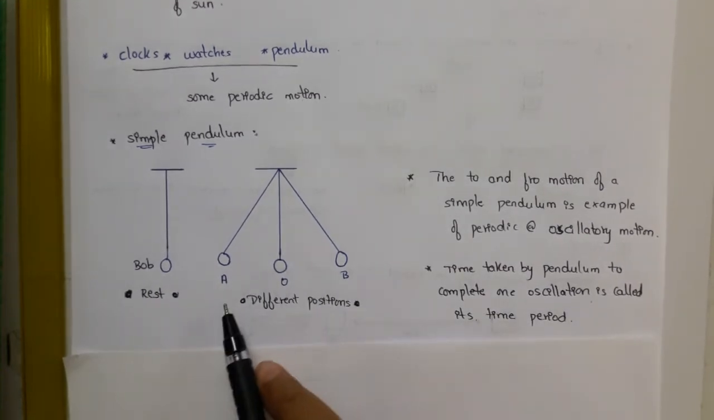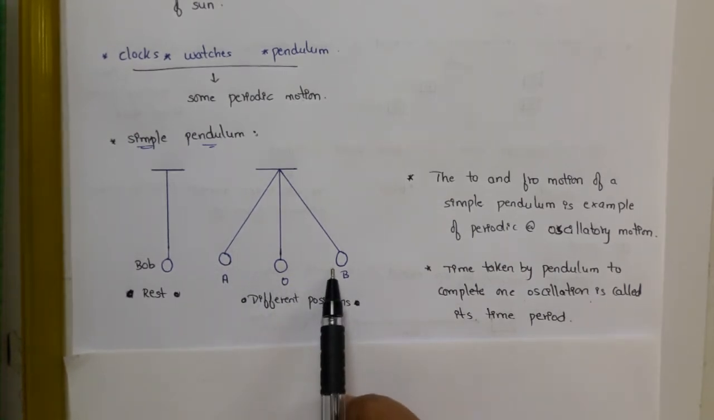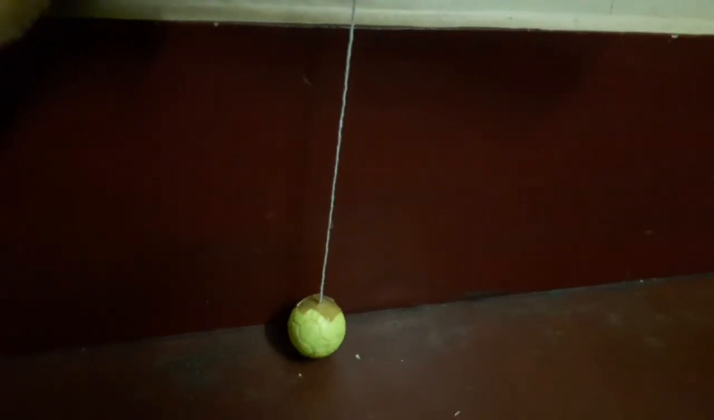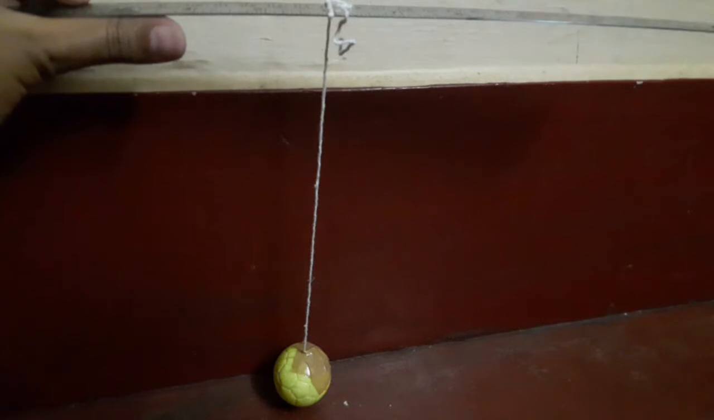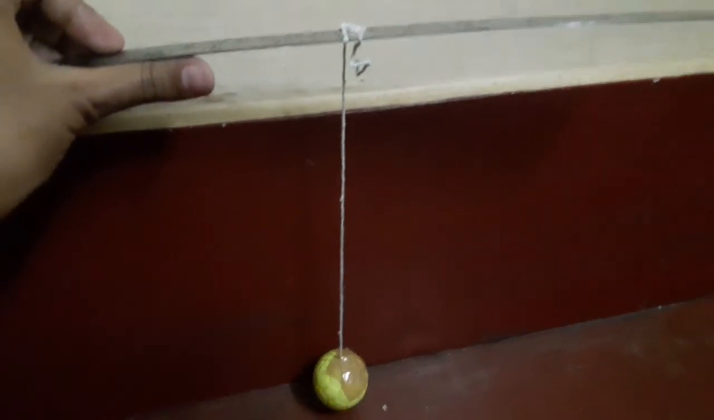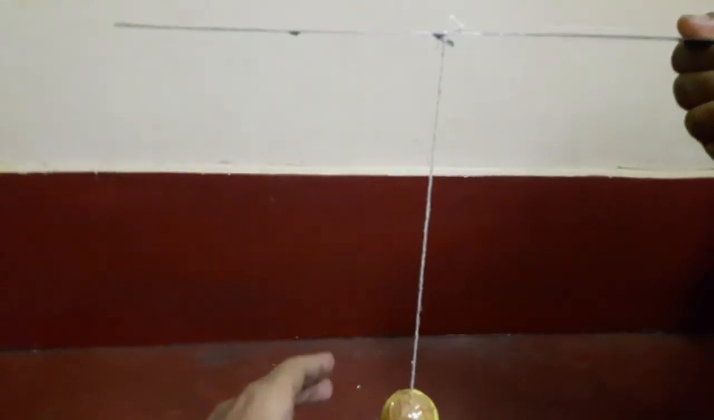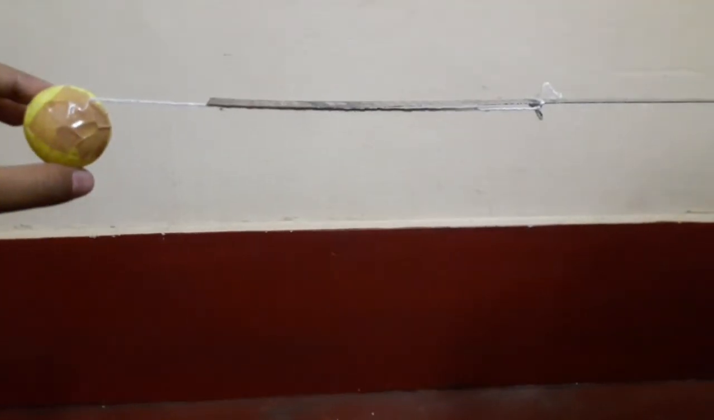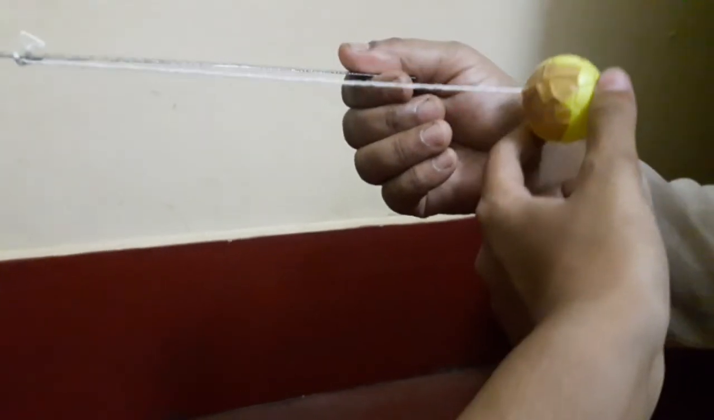Let us see how we can measure the time period. How can we find one oscillation by doing an experiment? Here we have made a simple pendulum using a ball and attached it using a thread to a scale. This is the setup for the simple pendulum. You can see the bob is at rest. Now let us take it to one position. Let us consider this position as one extreme position, this as the mean position, and this as the other extreme position.